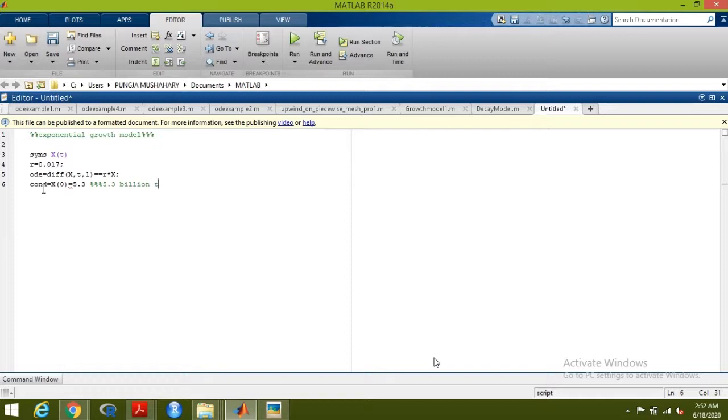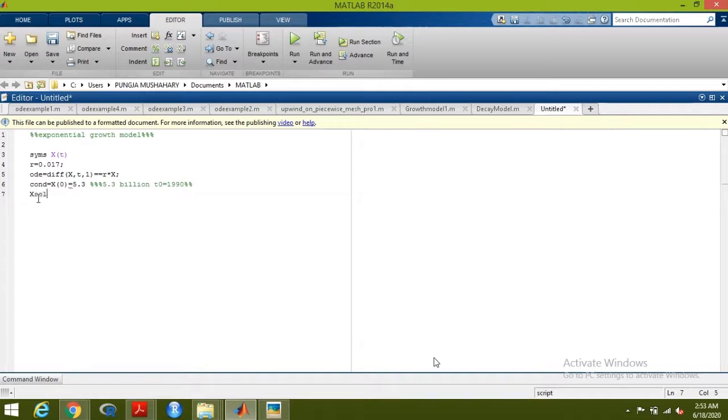Let t naught be 1990. So this is the condition. T naught is 0, starting from 1990. We will try to calculate the population from 1990. So here we have t naught as 1990, which we have mentioned as 0. So we got this condition.